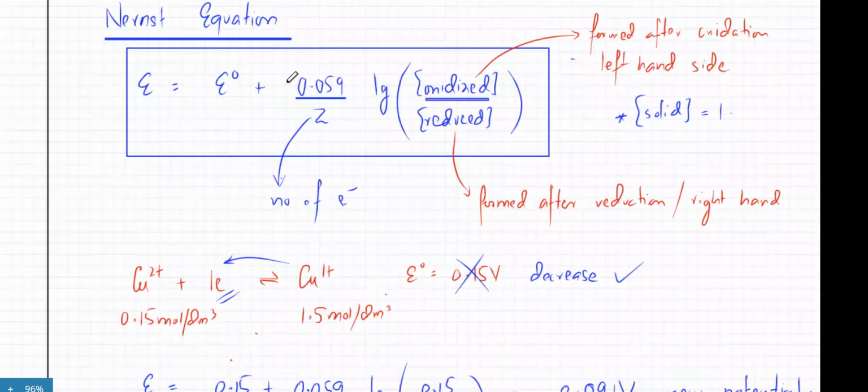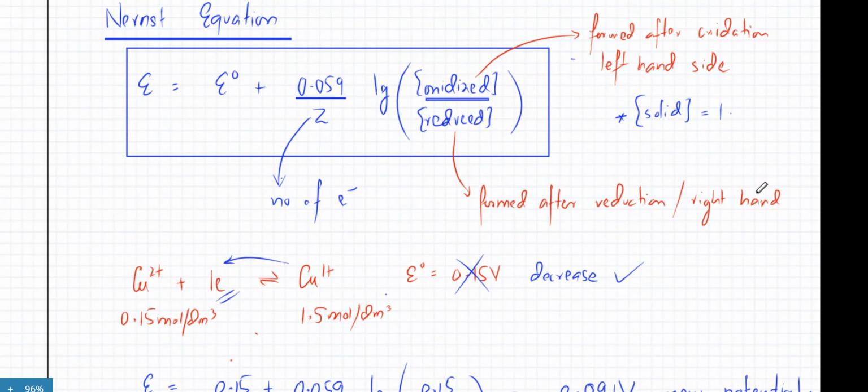It's the standard potential of the electrode plus 0.059, which is a constant, divided by Z, the number of electrons, times the log of the oxidized species over the reduced species, the concentrations of the two species. Which one is the oxidized species? It's the left hand side in your data booklet. The reduced species is the one on the right hand side of the equation.